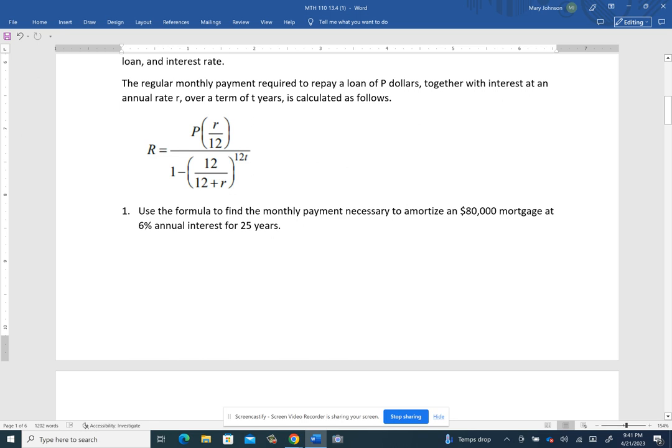So we're going to try a problem here, and I really want you to have your calculator. So go pause this, go get your calculator, because these can be really hard to type in correctly.